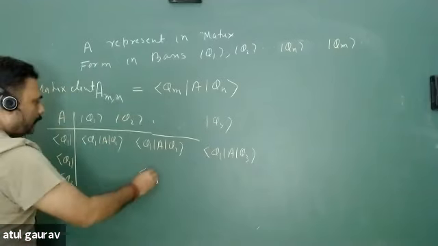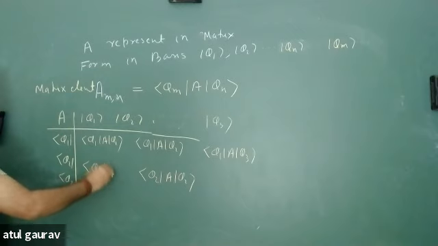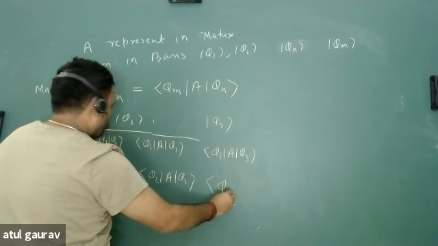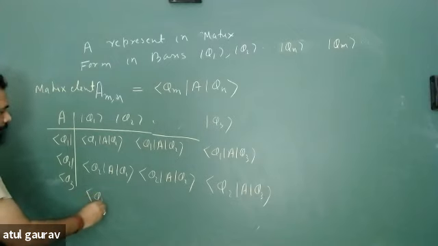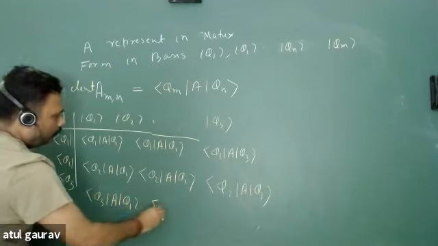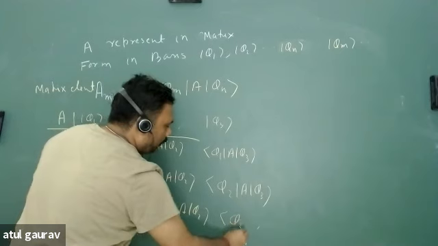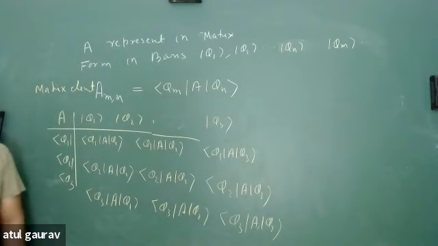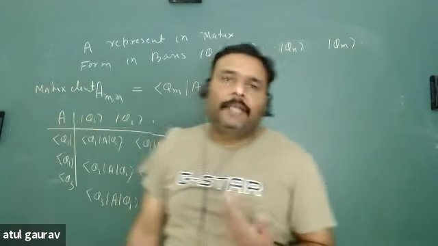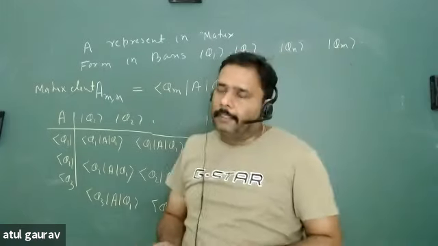You can write this number as <phi 2|A|phi 2>; these are diagonal. This number is <phi 2|A|phi 1>, and this number is <phi 2|A|phi 3>. Similarly, you can write <phi 3|A|phi 1>, <phi 3|A|phi 2>, and this is again diagonal, <phi 3|A|phi 3>. So you have to calculate all these numbers. And yes, you have to define the operator. Once you define the operator, only then can you write it in matrix form.